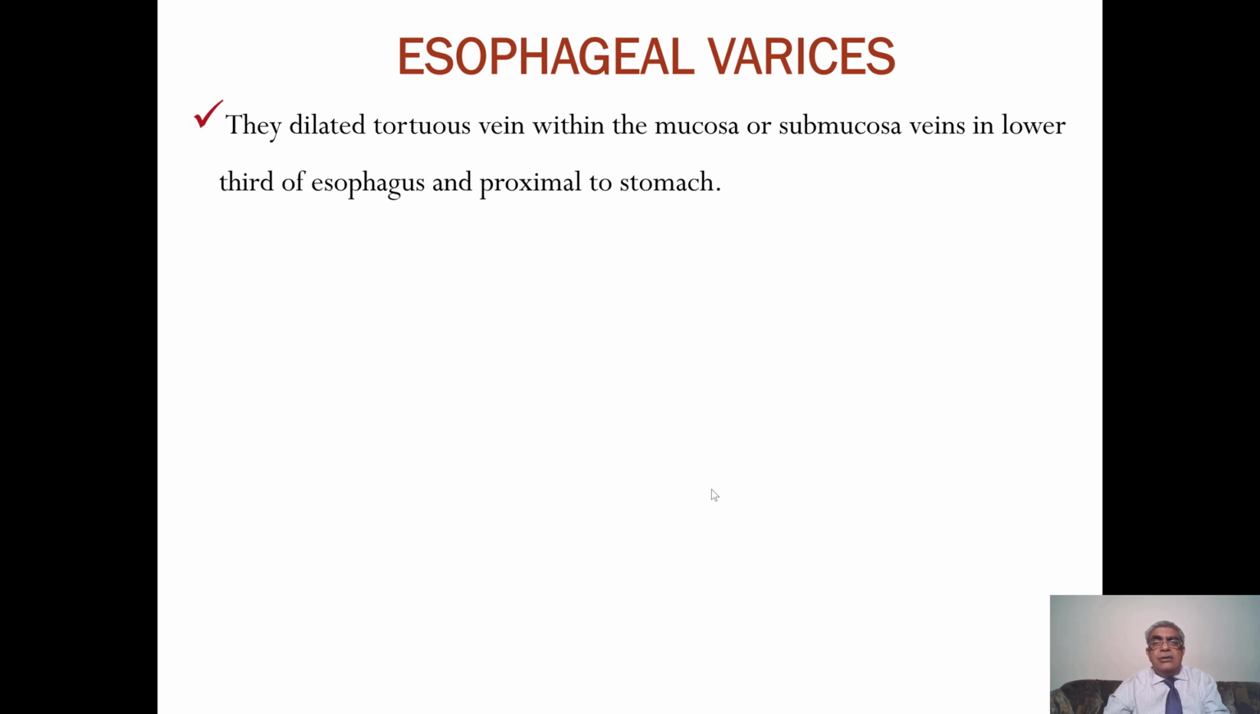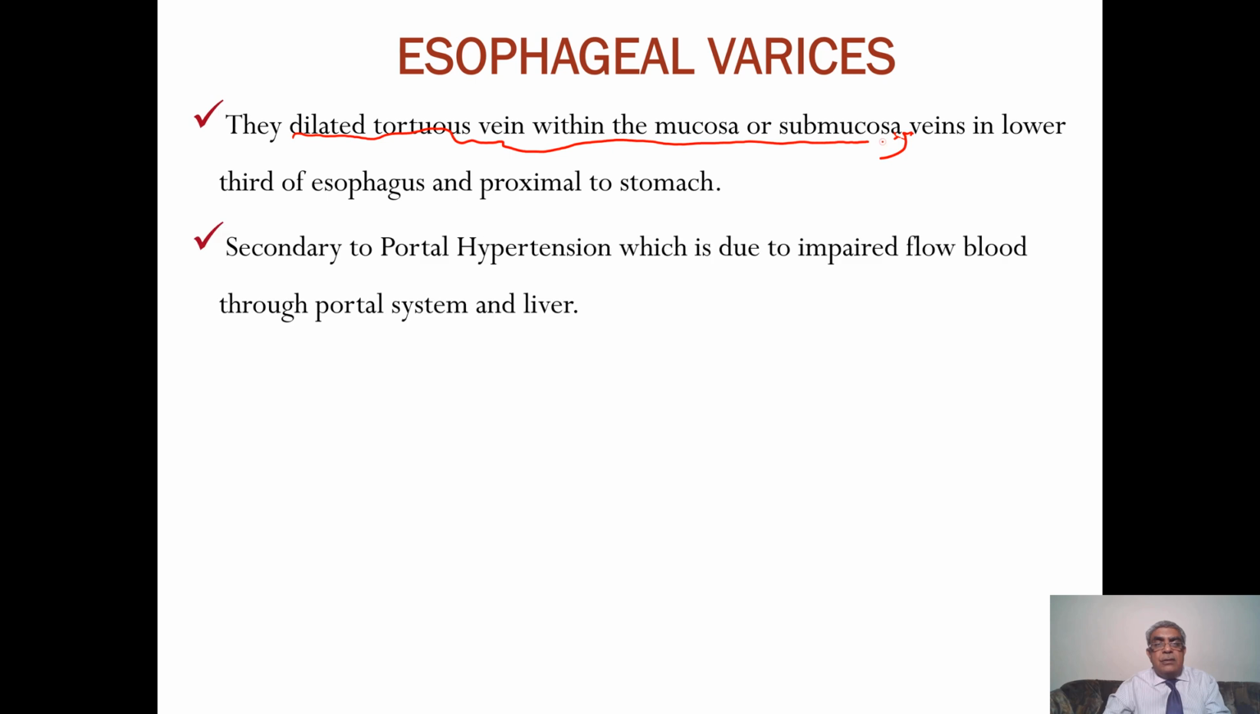Esophageal varices are dilated tortuous veins within the mucosa or submucosa, and these veins are in the lower third of the esophagus and proximal to the stomach. That is their location. They are, look at that, dilated tortuous veins within the mucosa and submucosa, in the lower third of the esophagus and proximal to the stomach.